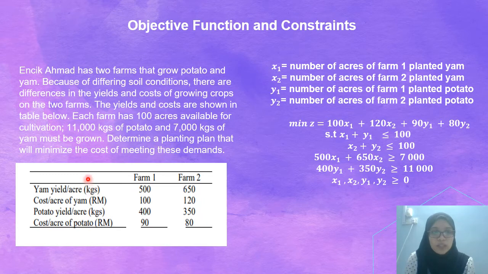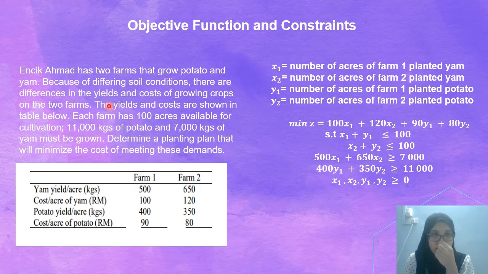So for the potato, the cost is 90 and 80. So we put this data into our objective function. We will get 100 x1 plus 120 x2 plus 90 y1 plus 80 y2.